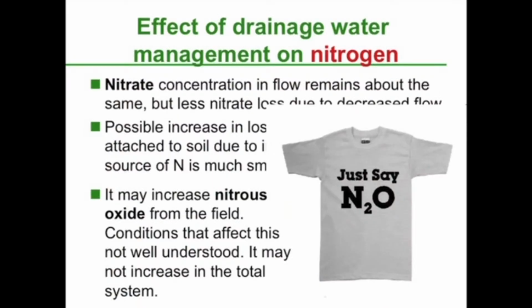What we know of the effect of drainage water management on nitrogen is that the nitrate concentration remains about the same, but there is a decrease in the nitrate loss from the field, or the loading that comes off the field, because the drain flow is reduced. There is a possible increase in the kinds of nitrogen that are attached to soil if there is increased erosion, but that's going to be a smaller source of N. So we're pretty sure that it results in less nitrate.